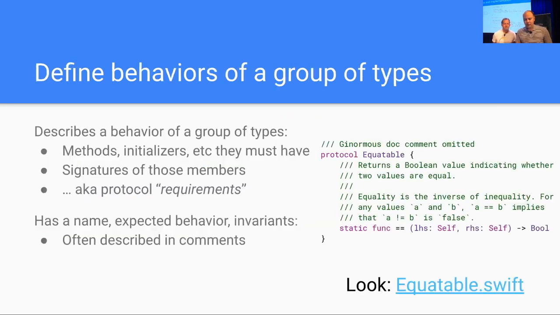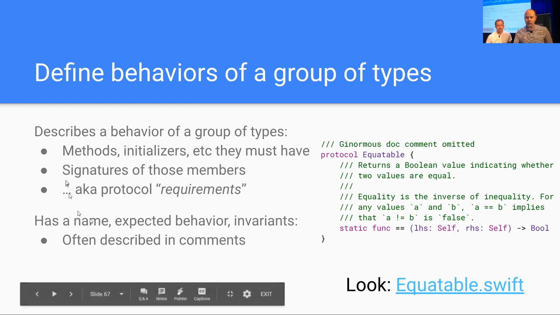Yeah, that's great. And so what this is really doing is defining behaviors for groups of types. We're saying a layer is the commonality between a whole group of types that behave like a layer. And what does that behavior mean? Well, it's a list of what are called requirements. These are all the methods that the type has to have. This is the signatures of the types. And these things often have invariants.